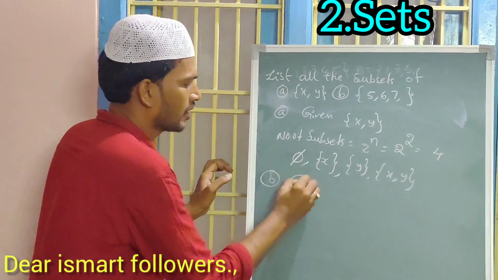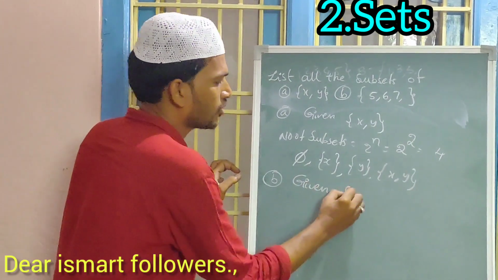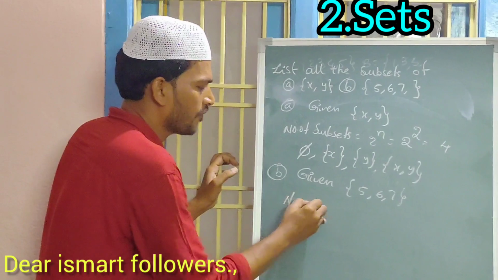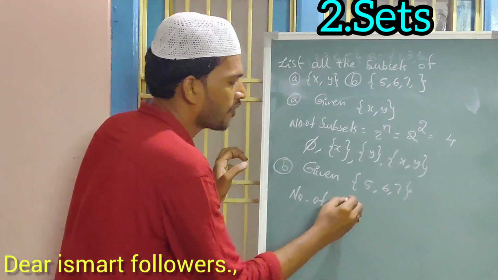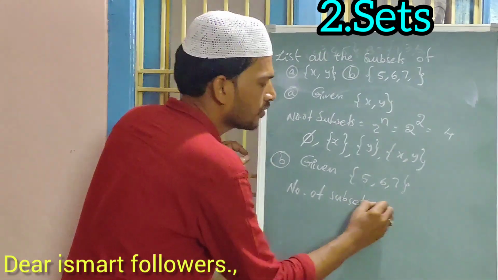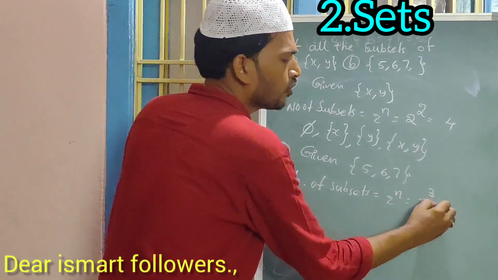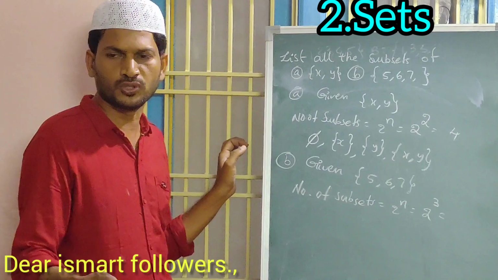Next, B. What is the question? 5, 6, 7. Number of subsets. What is the formula? 2 to the power of n. What is the formula? 2 to the power of n means how many elements are there? 2 cube means 2 into 2 into 2.